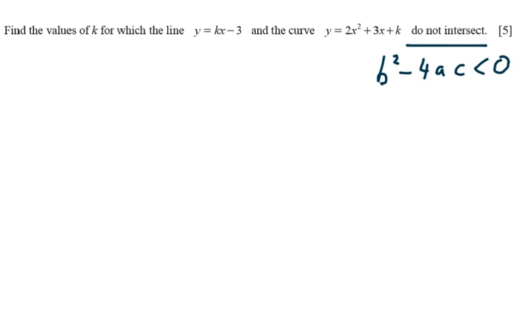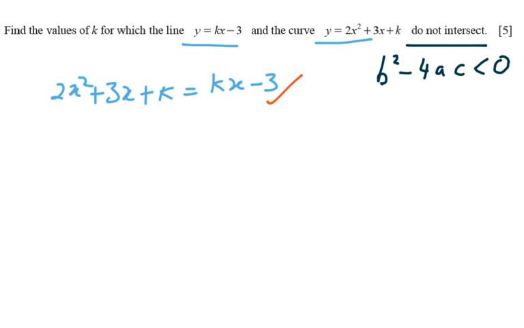Our first step will be putting these two equations together, trying to solve it and make a quadratic equation. So 2x squared plus 3x plus k will be equivalent to kx minus 3. By putting these two equations together, you will be able to get 1 mark. Continue with putting all the values on one side. So you have 2x squared plus 3x minus kx plus k plus 3 equals 0.